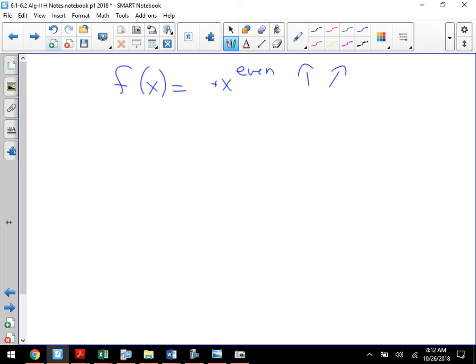Which means as x gets larger, f of x gets larger. As x gets smaller, f of x also gets still larger. I didn't even bring up the idea of this infinity symbol there. You guys okay with that?